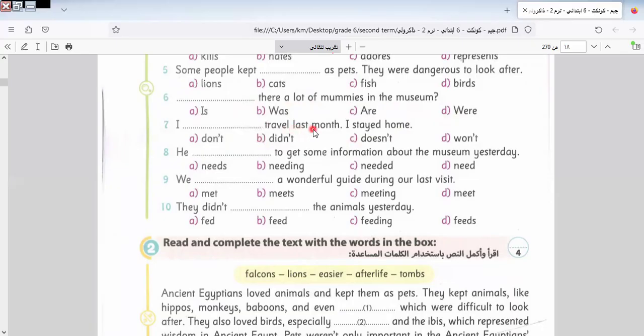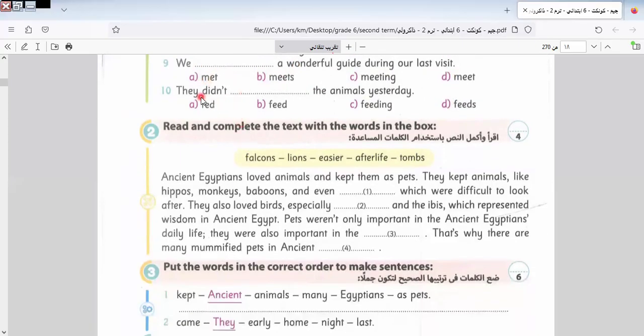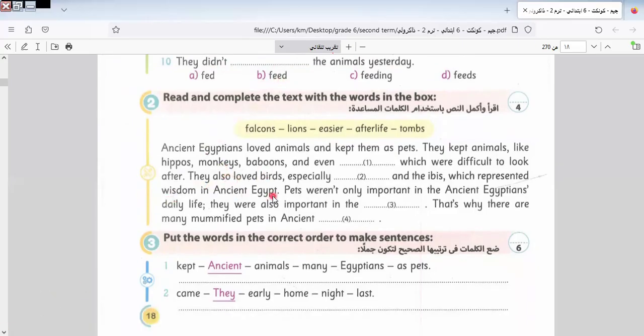I didn't travel last month, I stayed at home. So it will be I didn't. Why here? Because here we have last. He needed to get some information about the museum yesterday. We met a wonderful guide during our last visit. They didn't feed the animals yesterday. As we told you before, when we have didn't, the verb must be put in the infinitive form. Let's go to another one here.